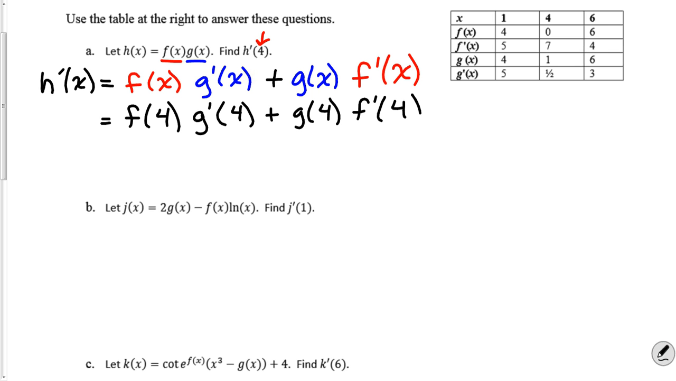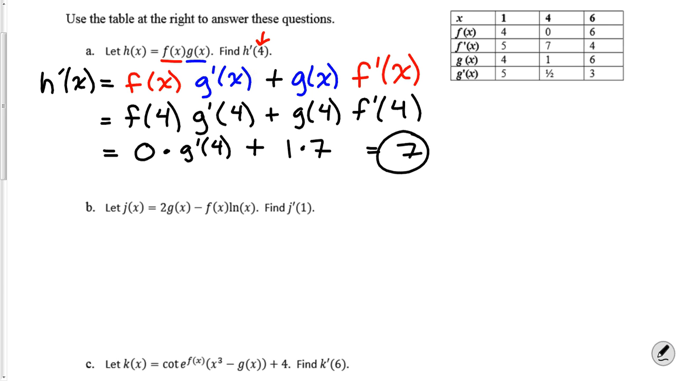So now I have f of 4 times g prime of 4 plus g of 4 times f prime of 4. So I go to my table, and f of 4 is 0. So I have 0. Now I can multiply that by g prime of 4, but 0 times anything is 0. So I don't even need to look in the table to see what that is. Plus g of 4. g of 4 is 1. So we have 1 times f prime of 4. f prime of 4 is 7.